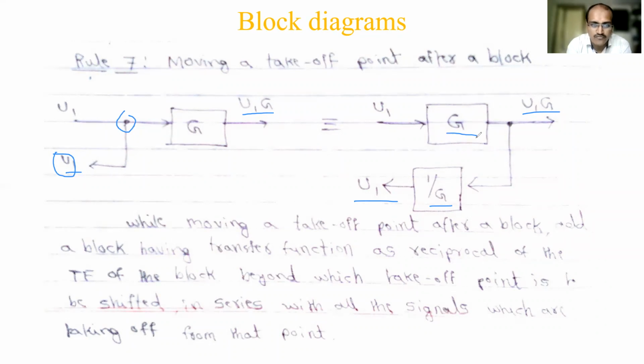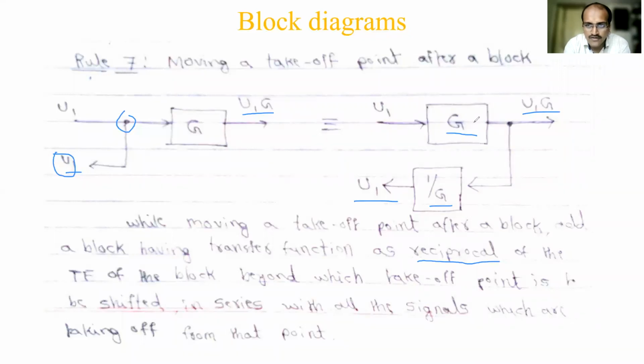That's why the statement states like this. While moving a takeoff point after a block, add a block having transfer function as reciprocal. Just reverse of the summing point case. In the case of summing point after a block, we need to have the same transfer function, but in this case reciprocal. Similarly, moving a summing point ahead of a block, we did reciprocal, but in this case it is the same. So reciprocal of the transfer function of the block beyond which takeoff point is to be shifted, in series with all the signals which are taking off from that point.